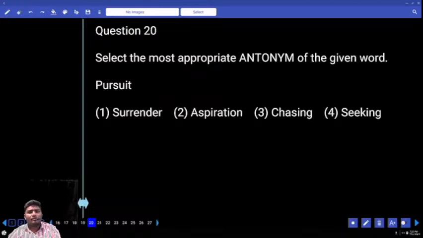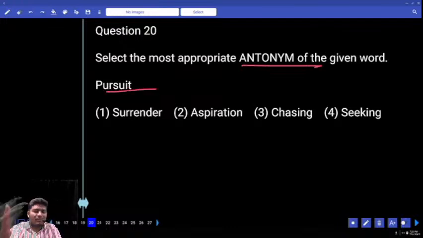What is pursuit? Have you heard any news like police issued a pursuit on this criminal? Pursuit is nothing but search warrant. You should know these words. You will know these words if you watch the English news or if you read any newspapers. You will see this type of words. Now, antonym is needed. Pursuit is nothing but to search for somebody, investigate for somebody.